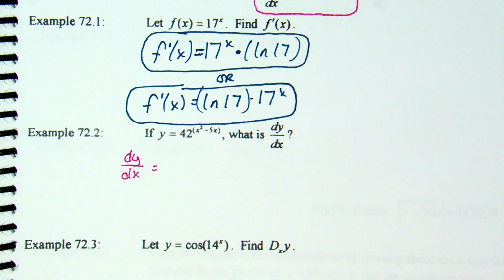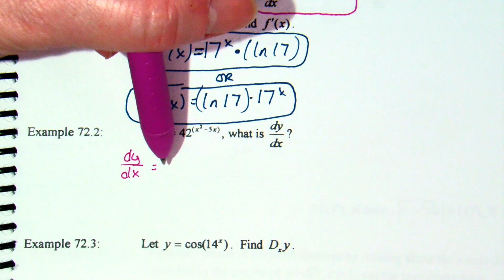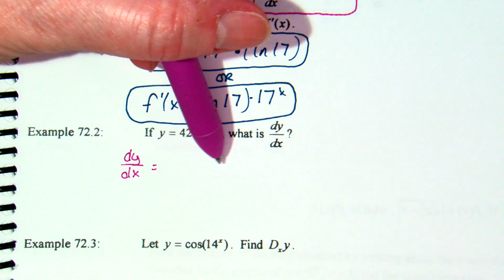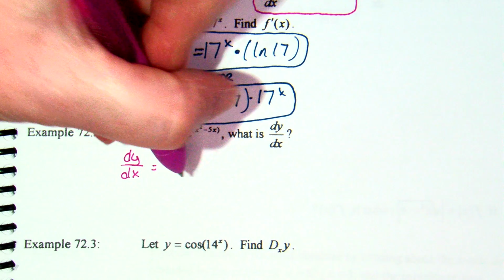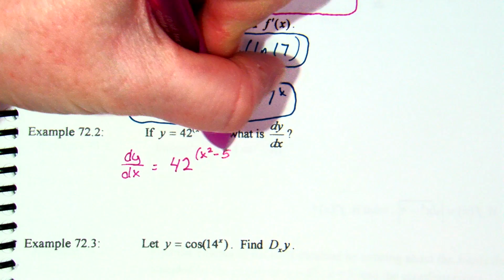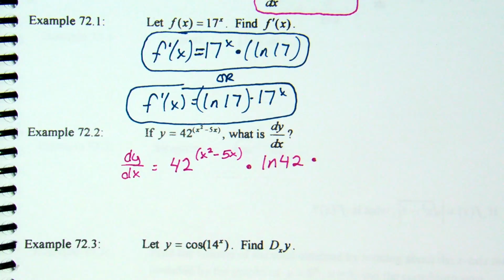Okay, so the derivative of 42 to some power is 42 to some power times the natural log of 42 times the derivative of some power, right? So the chain rule has to be taken into account, because last time x was in the power. Well, the derivative of x is just 1. That doesn't change anything here. So 42 to the power of x squared minus 5x times the natural log of the base, so times the natural log of 42. And then we've done the basic derivative rule, now the derivative of said power.